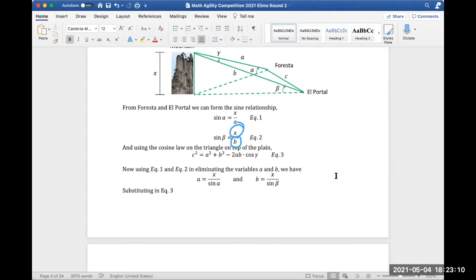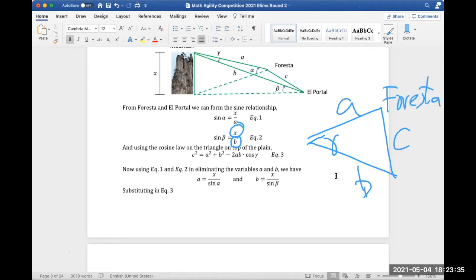And then using the cosine law, if we look at the top view of this, okay, let me draw it again here. So this is gamma, this is C, this is A, and this is B, and this is the city of Foresta, and this would be El Portal, right? So if you have these given values for a triangle, we can use the cosine law. So it means C squared equals A squared plus B squared minus 2AB cosine of gamma, right?